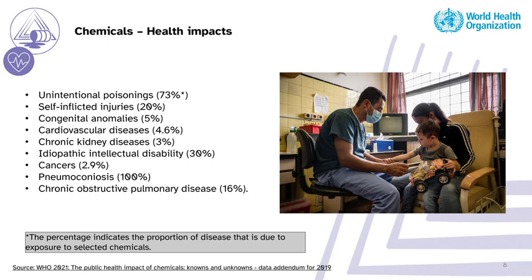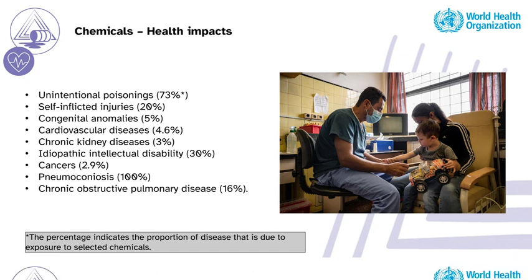Unintentional poisonings may happen at home or at the workplace. Chemicals that are frequently involved in unintentional poisonings include methanol, diethylene glycol, kerosene, pesticides, and others. Other health impacts include self-inflicted injuries, which often involve the deliberate ingestion of pesticides in a suicide attempt, as well as cardiovascular and respiratory diseases, cancers, chronic kidney disease, developmental effects, and others. As before, the percentage sign after each health impact indicates the fraction of disease that is due to chemical exposure.